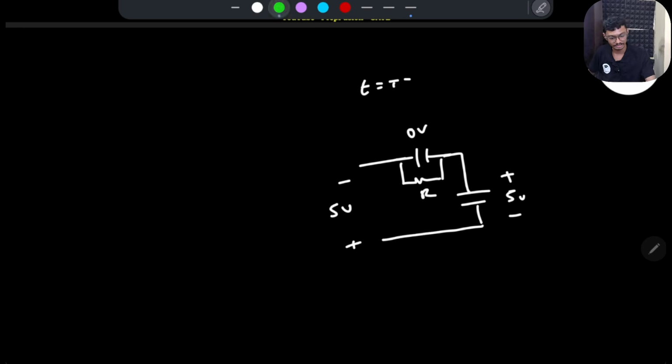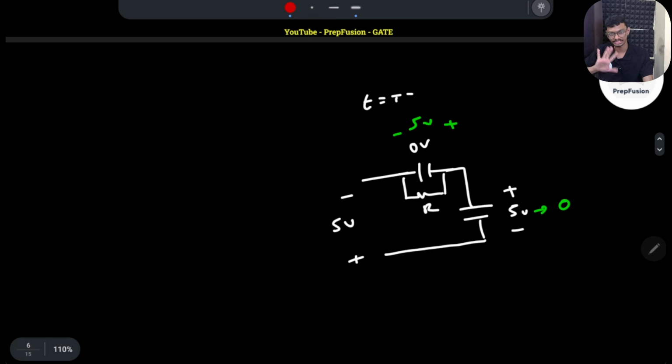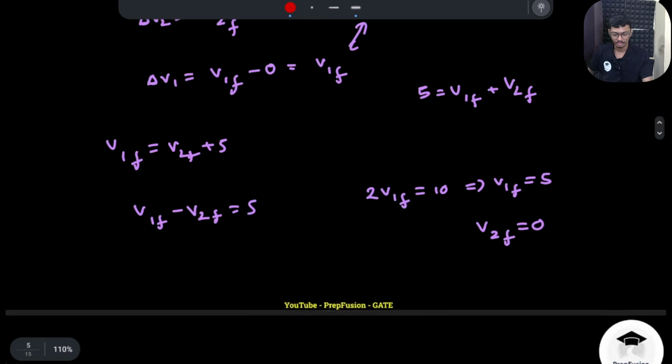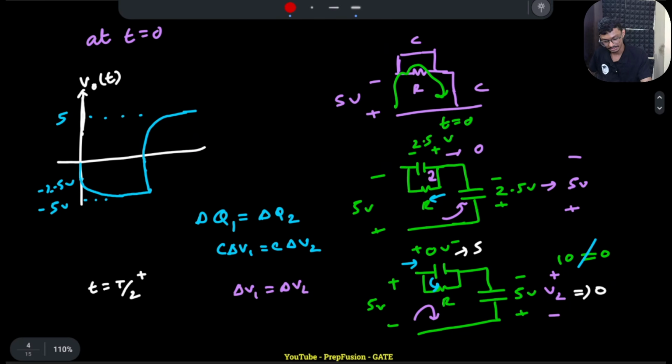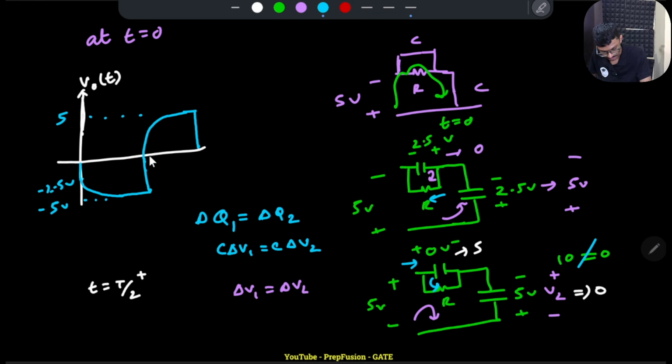So what will happen? Again, this voltage will go from +5 to 0, and this voltage will go from 0 volt to 5 volts in this direction, in the opposite direction, right? Same concept: charge conservation, same impulse current, KVL violation, same thing. So what will happen to the curve? Again, this will jump from 5 to 0. So this time is capital T by 2. This time is capital T, right?